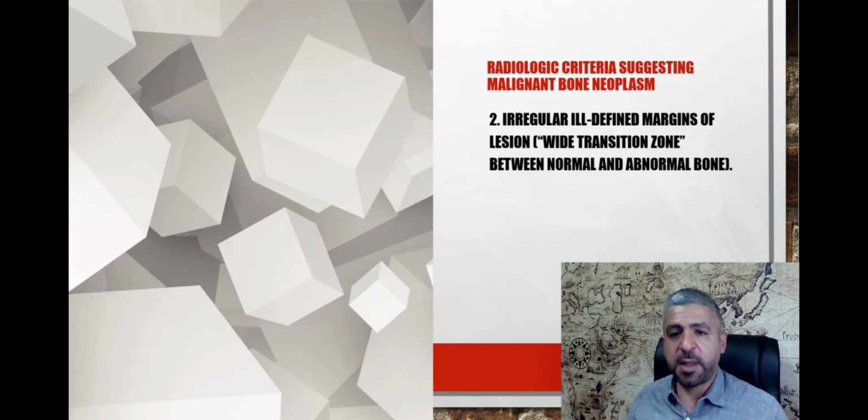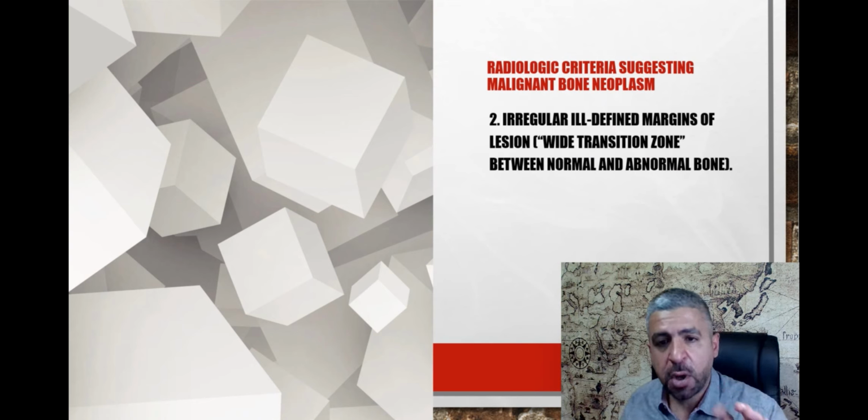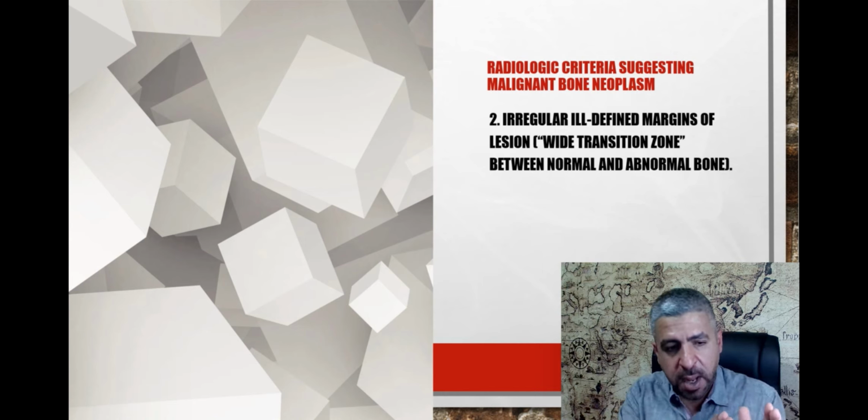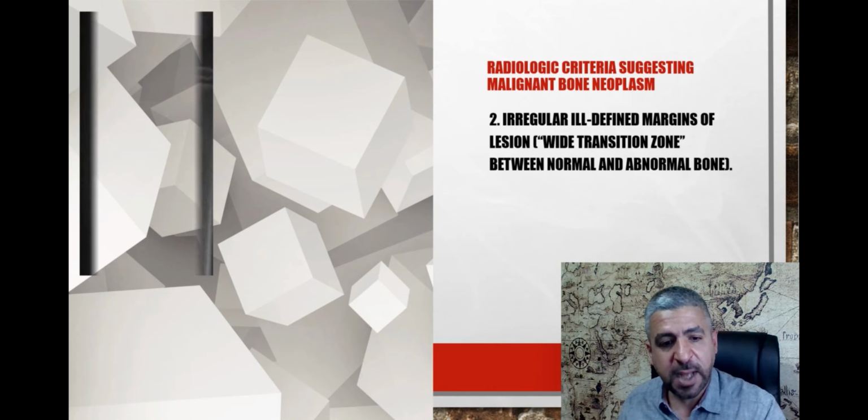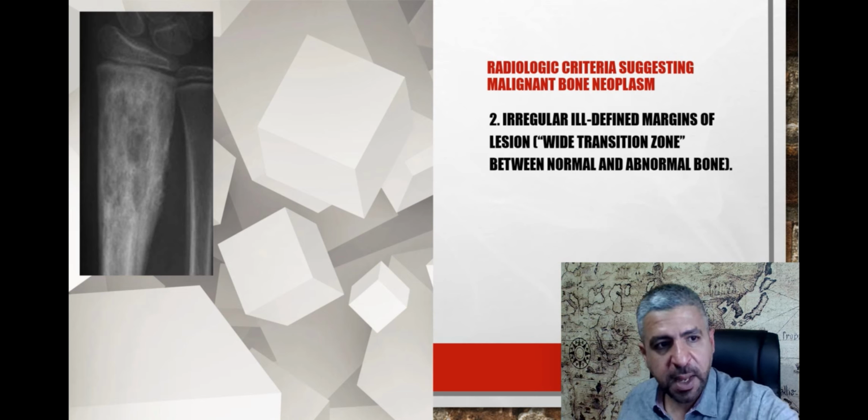The other feature that you look for is irregular or ill-defined margins of the lesion, which is what we talked about in the slide before: a wide transition zone between the normal and abnormal bone. There is a distance between the transition from normal to abnormal. For example, you can see here, this is the lesion, of course, but this is normal bone, I think. So the transition from the abnormal bone to the normal bone is a large distance. It's not very well defined.